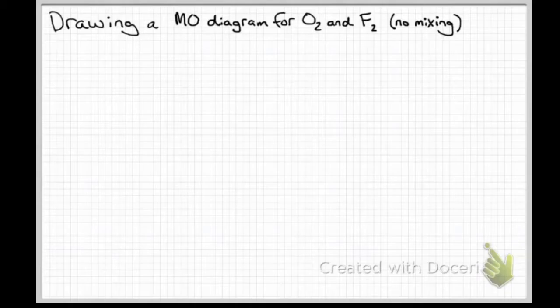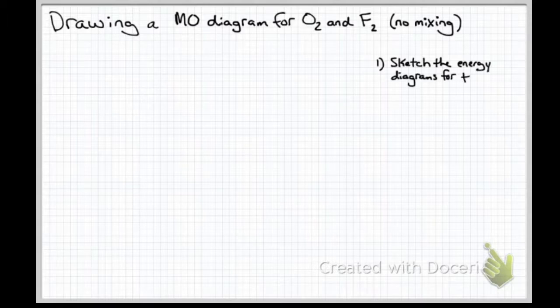In this movie, I'm going to show you how to draw a molecular orbital diagram for O2 and F2. To start, we're going to sketch the energies of the atomic orbitals. So number one, sketch the energy diagrams for the atomic orbitals of the free atoms.